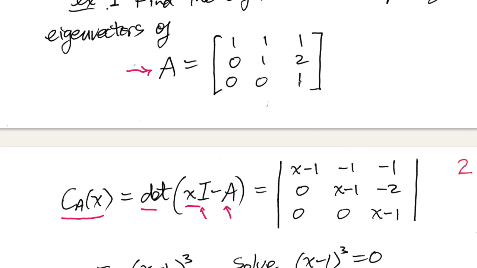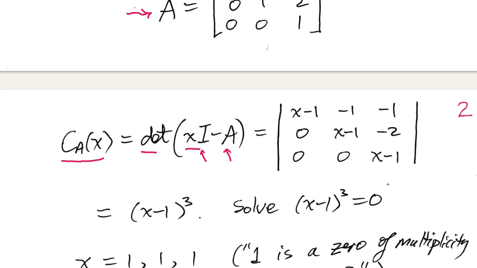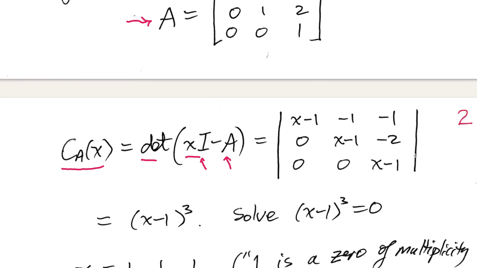x minus 1, negative 1, negative 1, because I'm subtracting A here, you see. 0, x minus 1, negative 2. Okay, 0, 0, x minus 1. Now, let's take the determinant of that. Well, here's the reason why this holds.